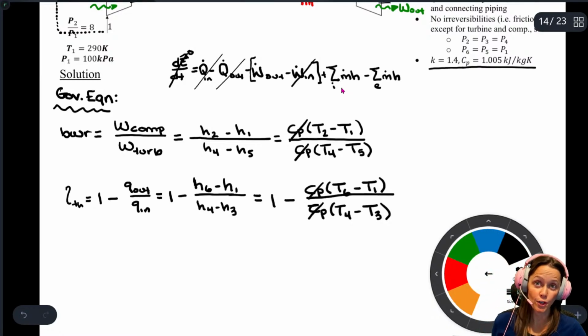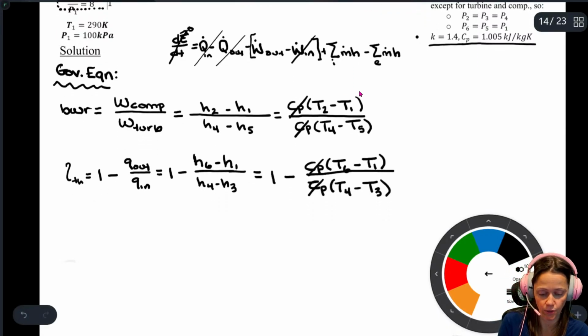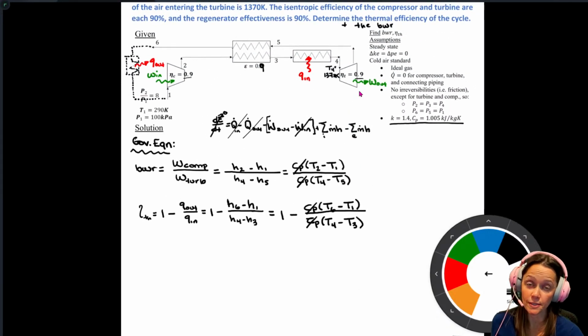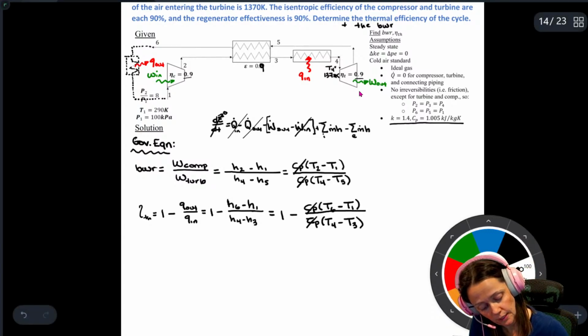So I've got my governing equations. I'd get a handful of points that way, probably about half the points really, or at least a third of them. And then I need to solve for each of those missing states. That's it. So state 1, I got it. That's given. So I'm at T1, 290.